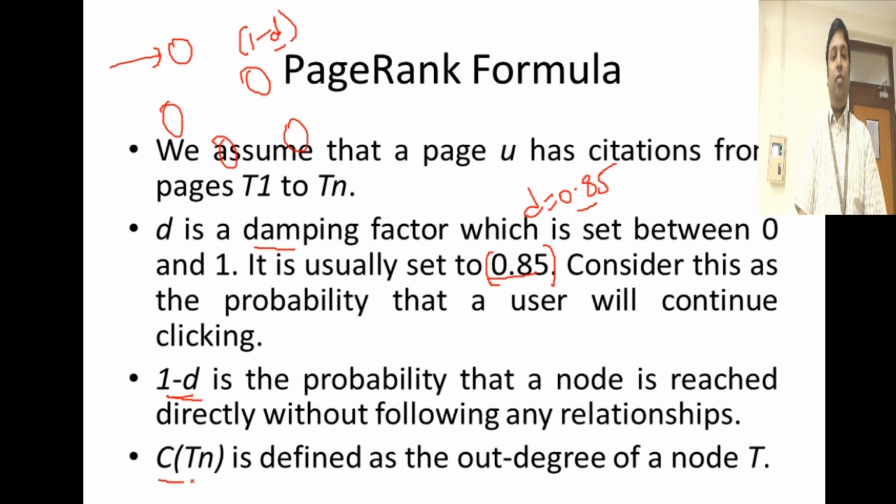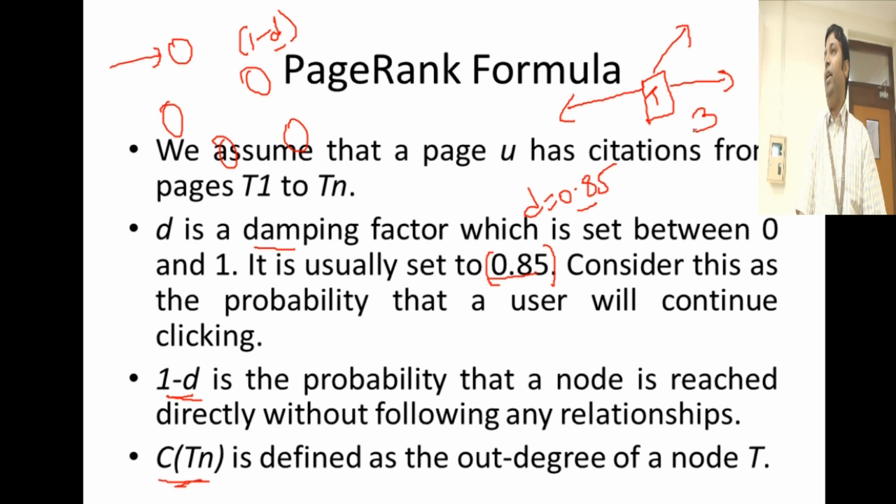What is C of Tn? You take any particular page or node, and it is the number of outgoing links from that node. So if I say this node is T, what is C of T? 3, because it denotes the number of outgoing links. If I have one incoming link, you should not consider that. Okay.